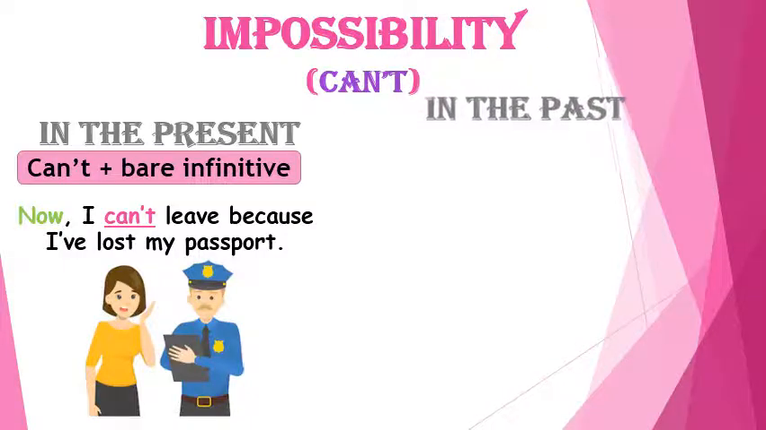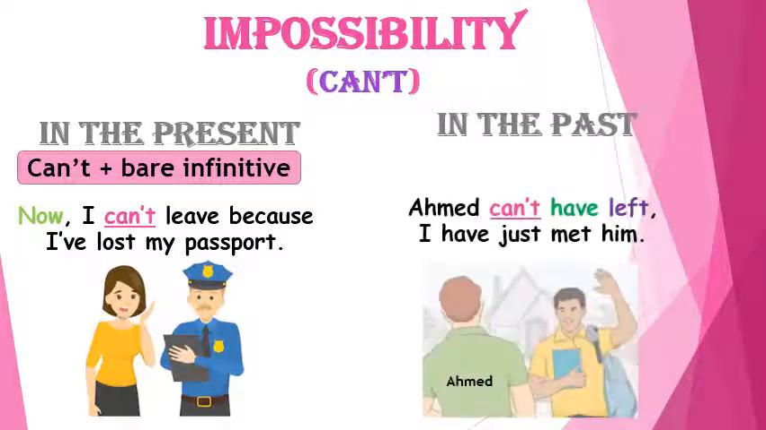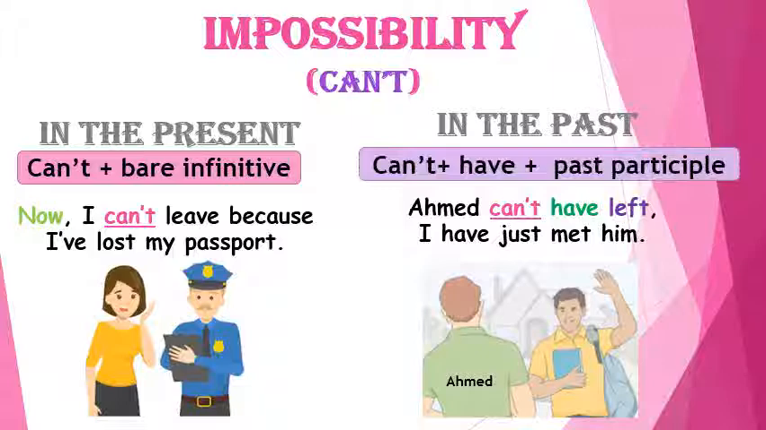Now if I'm going to express the same thing, impossibility, but this time in the past, look at this situation. Ahmed can't have left. I have just met him. Ahmed, I have just met him. So this is expressed through using the modal can't, plus have, plus past participle of the verb. Can't plus have, plus past participle of the verb.